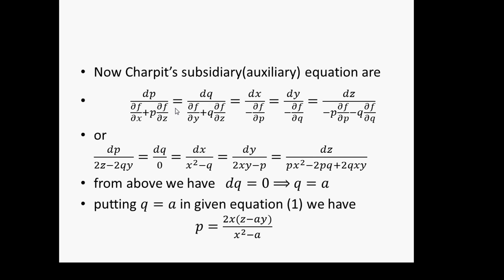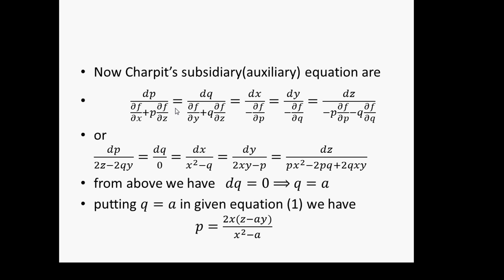Now putting q is equal to a, we have to find the values of p or q, or a relation between p and q, by taking any two fractions. So we have taken dq upon q is equal to 0, and this implies dq is equal to 0, and that implies q is equal to some constant, that is a. Now putting q is equal to a in the given equation 1, we have p is equal to 2xz minus ay upon x square minus a.